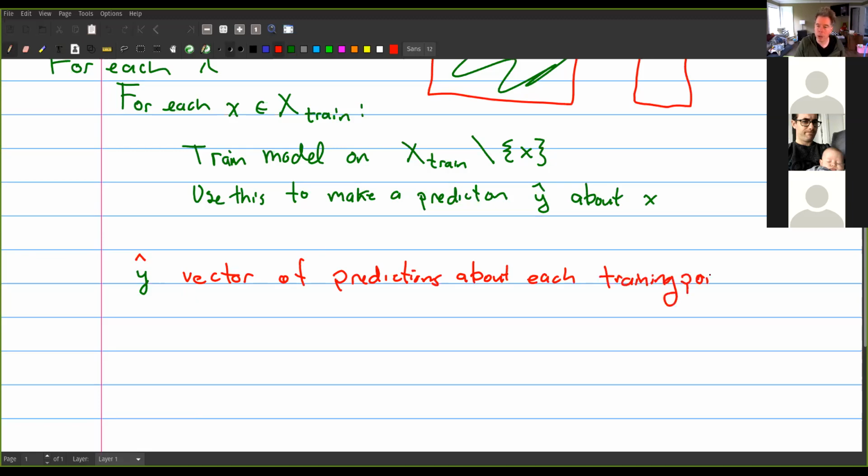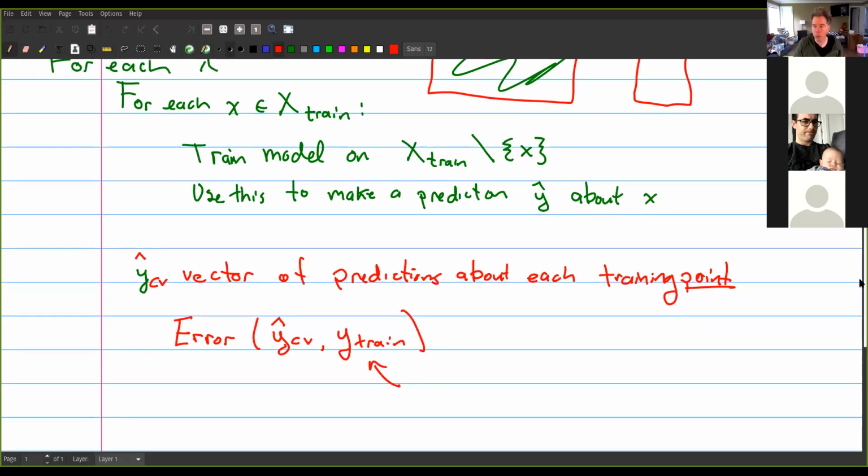Okay, and so you can evaluate that just on versus, so you can compute the error. So what is the error of, we can put a little CV here for cross validation, what is the error of y hat CV versus y train? These are the true values for the training set, so we can evaluate that error.